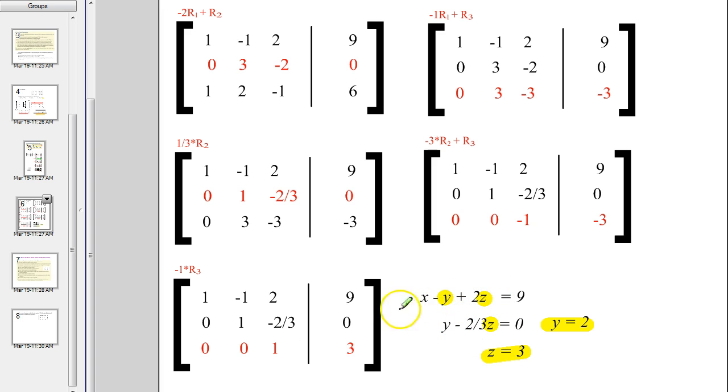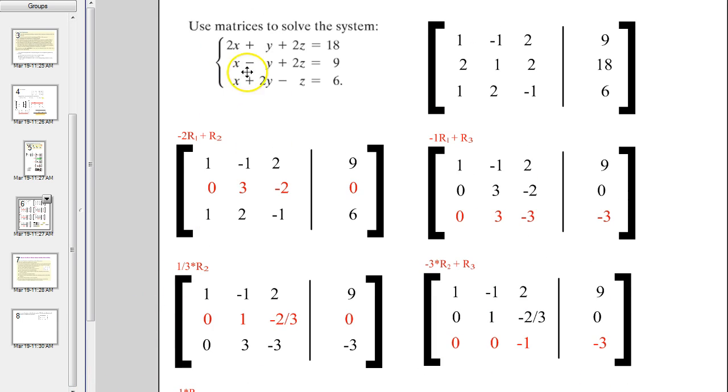So x minus y, that's x minus 2, plus 2 times z, that's 2 times 3, equals 9. So then I simplify. That's x minus 2 plus 6, and then -2 plus 6 is 4, and then subtract 4 from both sides, and I get x equals 5. So 5, 2, and 3 is the solution here.